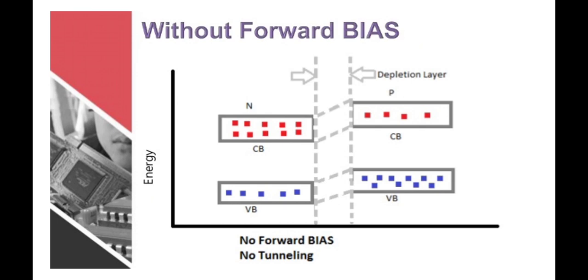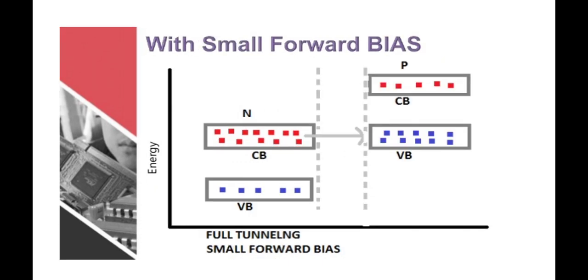So without forward bias there is no current. Here is the depletion layer, the n side and the p side. This is one band, and these are the electrons. Here there is no forward bias, because there is no electric energy between them, so they cannot flow and are not forwarded to the depletion region. With small biasing there is a very small current, because here there is tunneling and a small forward bias.